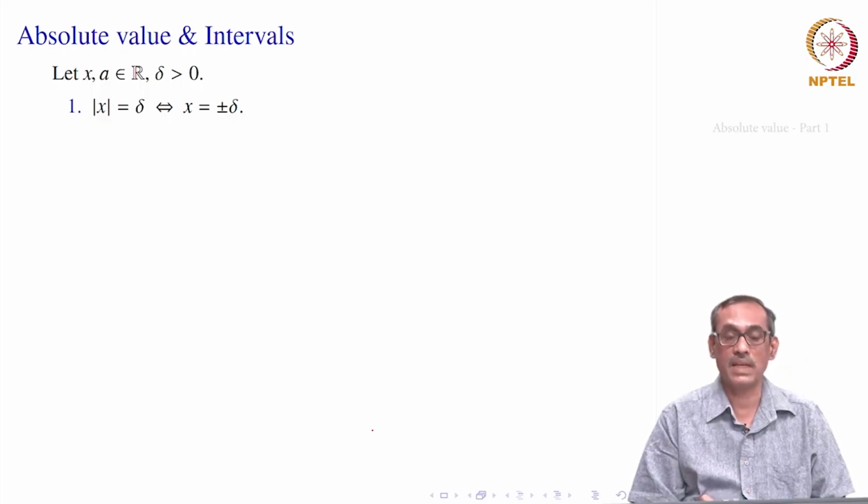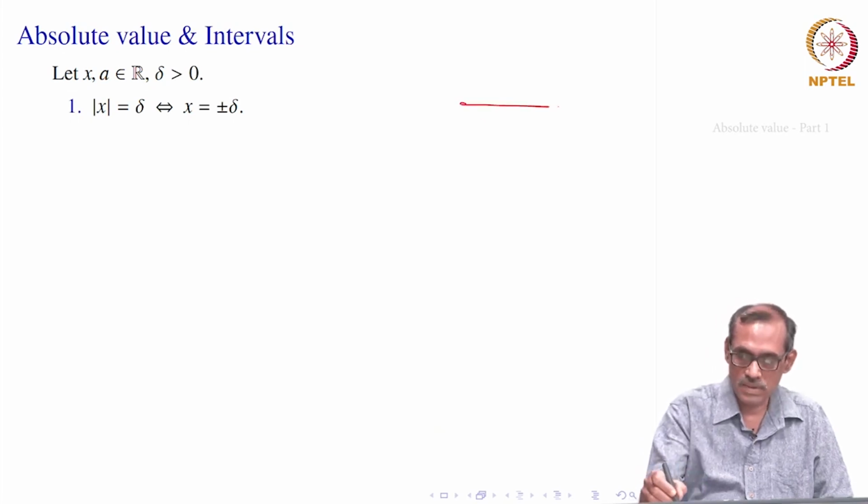Okay. So, let us see how the absolute value plays with intervals. In fact, they give rise to neighborhoods, and let us see how. Suppose we fix two real numbers x, a, and then take another positive number delta, so delta is greater than 0. What it says is that mod x equals delta if and only if x equals either delta or minus delta. That is obvious from the geometry.